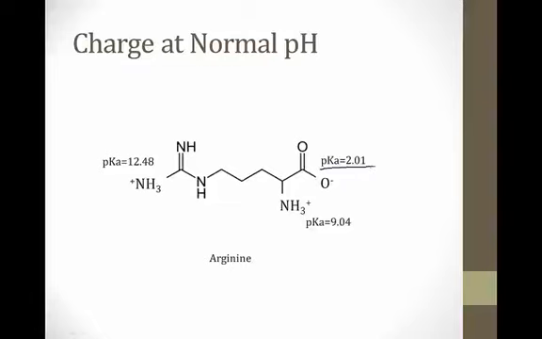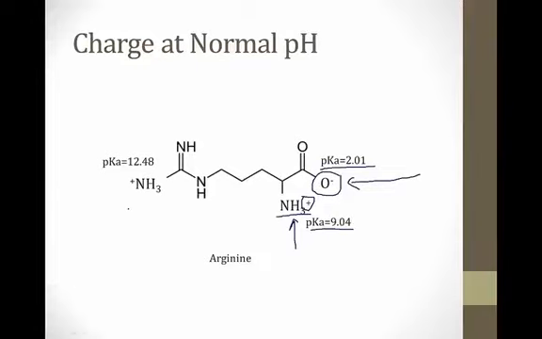Contrast that with arginine, which is an amino acid with 3 pKa values. The carboxylic acid group has a low pKa of 2.01, so at plasma pH you are most likely to find this unprotonated with a negatively charged oxygen molecule. The amine group attached to the alpha carbon has a pKa of 9.04, so at plasma pH this is most likely to be protonated with a positive charge, and the positive charge from this amine group will cancel out the negative charge from the carboxylic acid group.